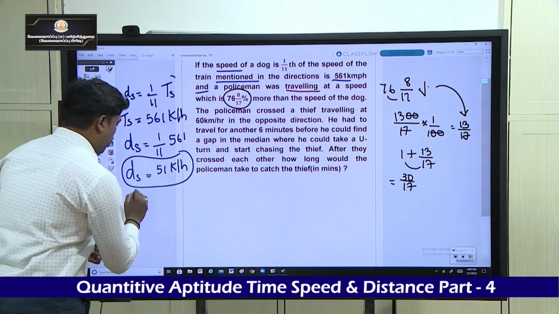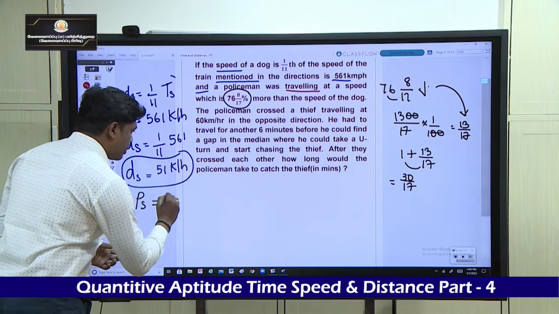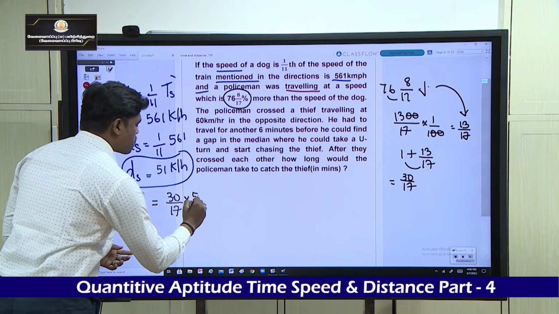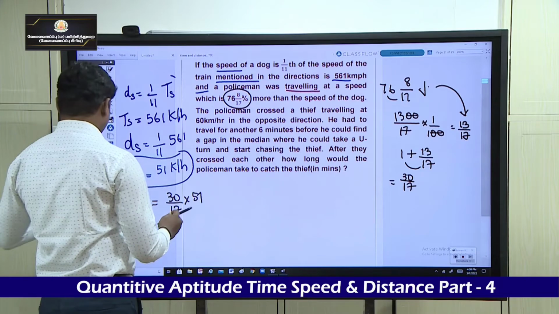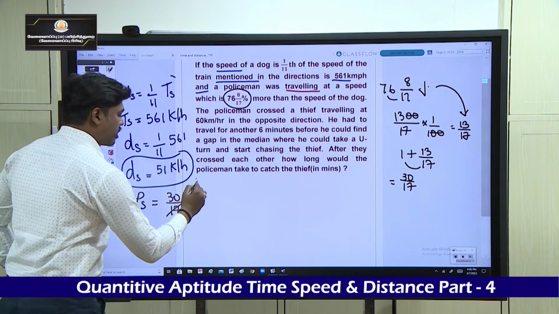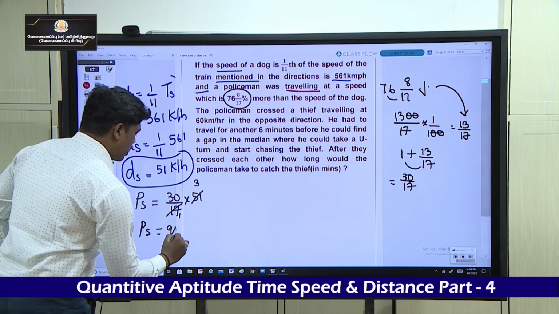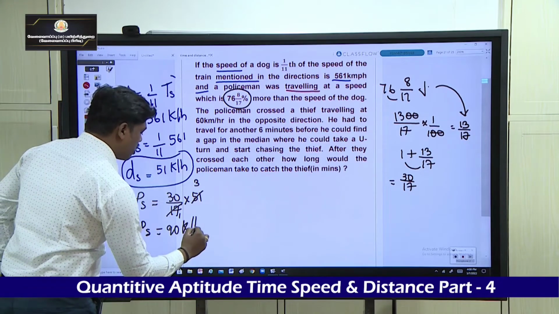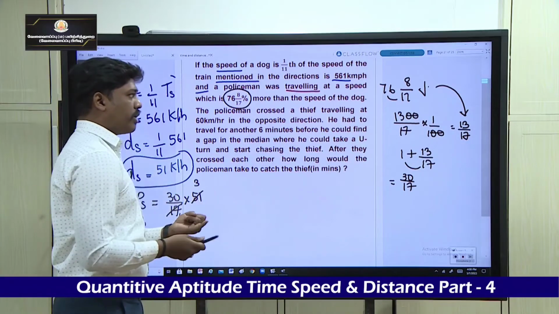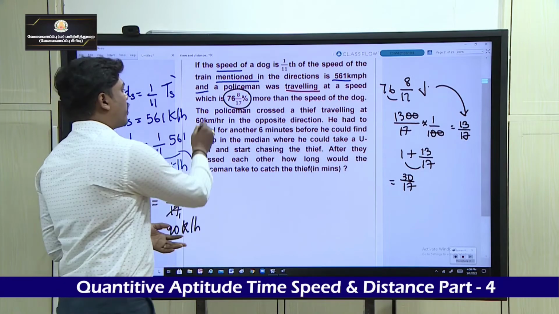So look at here, the dog speed is 51. What about the police speed? Police speed is 30 by 17 of the dog speed. This is 51. Now 17 ones are 17, 17 threes are 51. So the speed of the police is 90 km per hour. Okay. So till now we have found the speed of the train, the speed of the dog and the speed of the policeman. Now the question starts here.